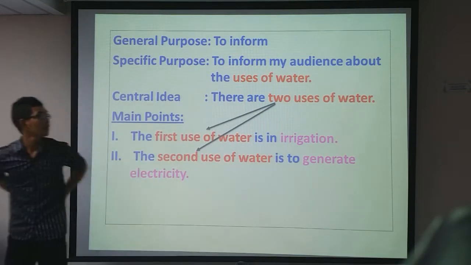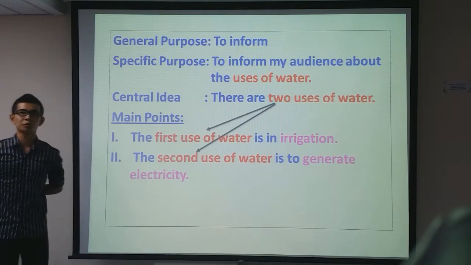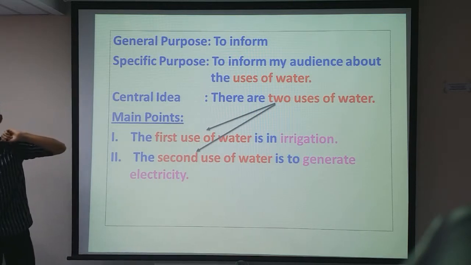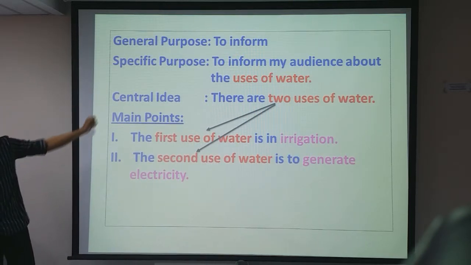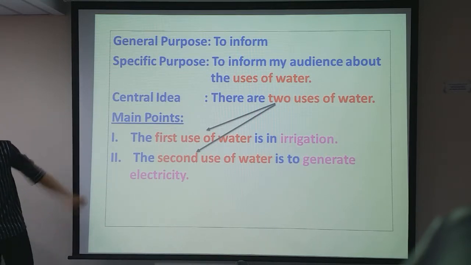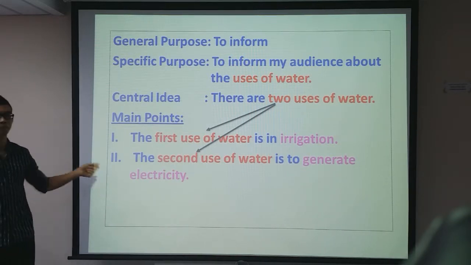Okay. Let's proceed with our general purpose. Our general purpose is to inform, while our specific purpose is to inform an audience about the uses of water. The central idea is about the two uses of water. The main points are the first use of water in irrigation, and the second is the use of water to generate electricity.